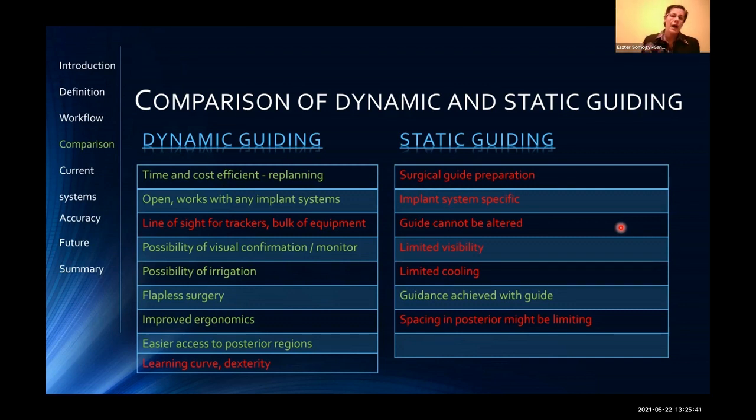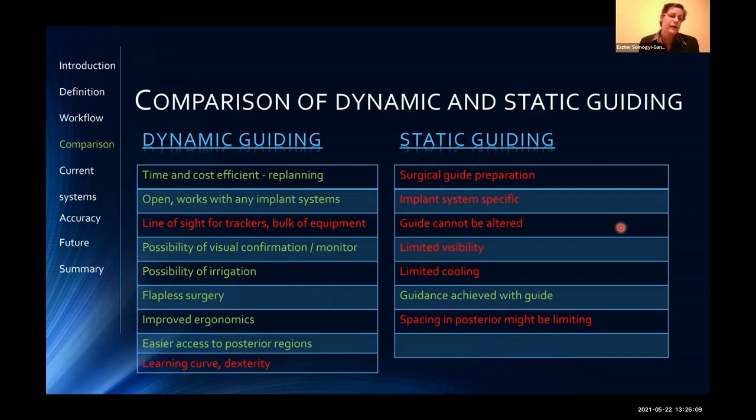It is very easy to access posterior regions because there is no guide that would be in the way. However, because we are working with cameras and we are working with this big cart, it's important that nothing is in the way. So the assistant's hand, the surgeon's head, the patient's protective equipment cannot be between the markers and the cameras, because then the whole system doesn't work. And also it's a learning curve. One doesn't get up in the morning and knows instantaneously how this works.